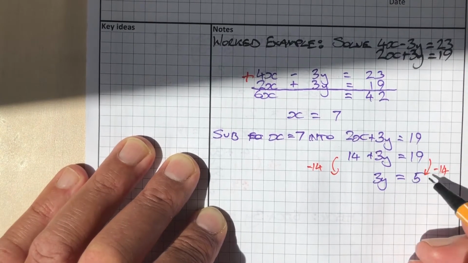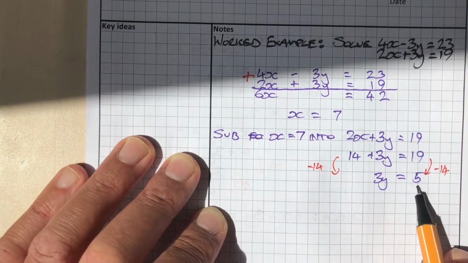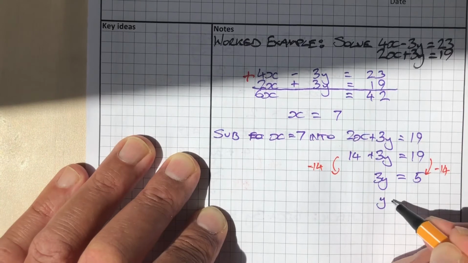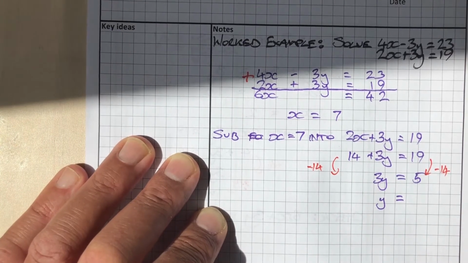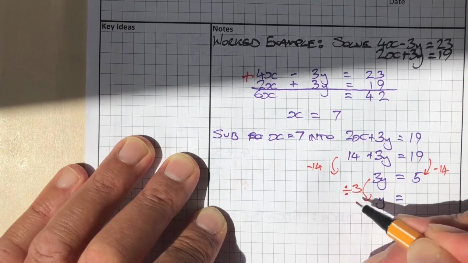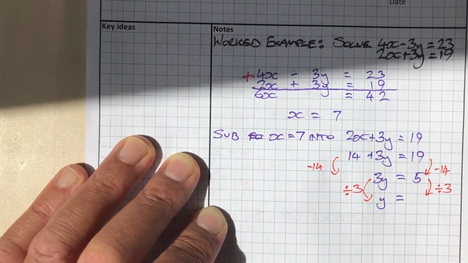And I get 5. Okay. 3y equals 5. A number times 3 equals 5. I don't want the times by 3. Get rid of times by 3 by dividing by 3 on both sides. What does that give me?